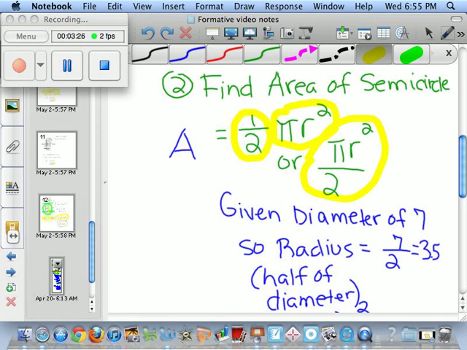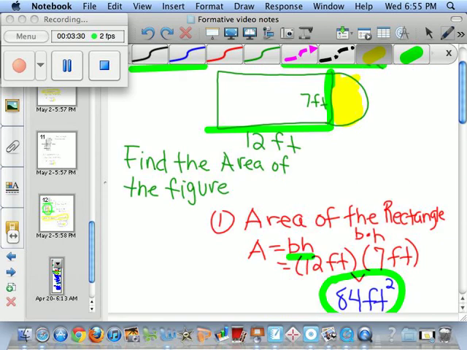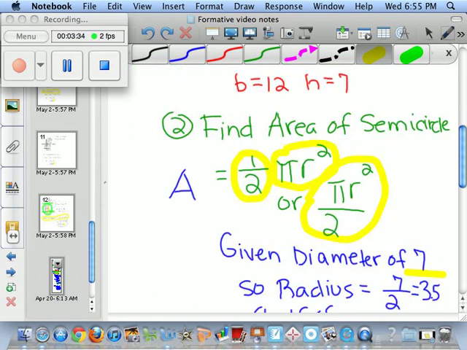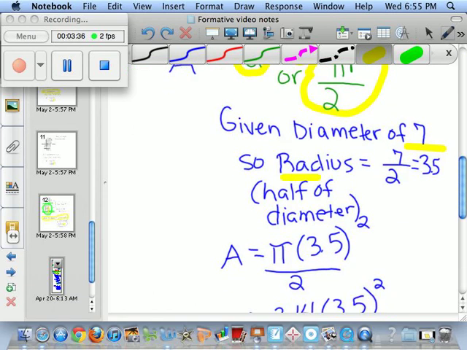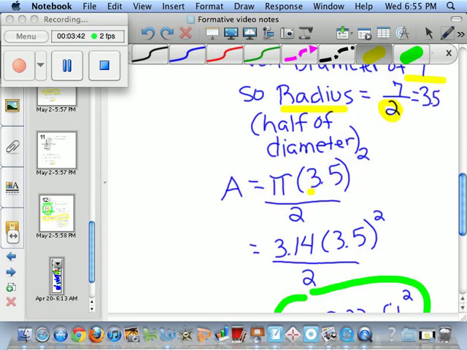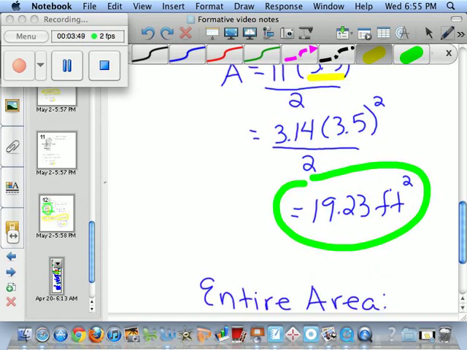But we're not given our radius. We're given a diameter of 7. Diameter is the distance all the way across the circle, or the half a circle in this case. So to find the radius, you must divide by 2 or multiply by 1/2. Now that we've got our radius, we can simply plug it into our formula, half of pi r squared, and we are left with our area.